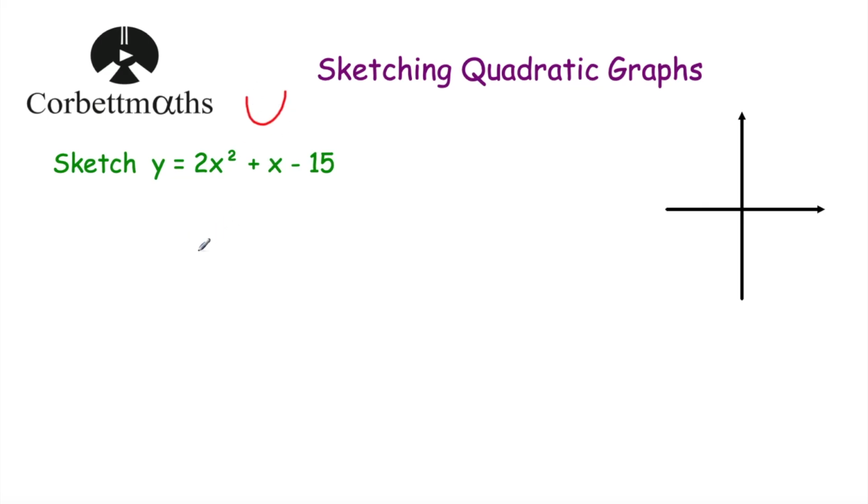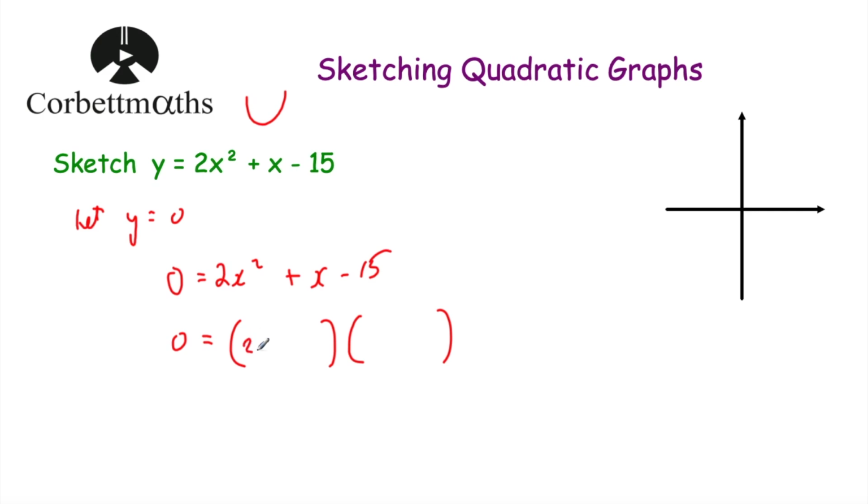Okay, step 2, let's find where the graph crosses the x-axis by letting y equal 0. So we're going to have 0 equals 2x squared plus x minus 15. Now let's try and factorize this. So to factorize it, let's put our brackets down and write 2x and x. Sometimes you may need to use the quadratic formula or completing the square, but hopefully it'll factorize. Okay, so we've got our 2x and our x.